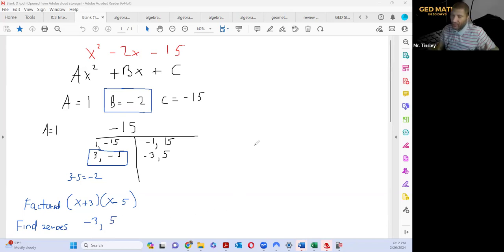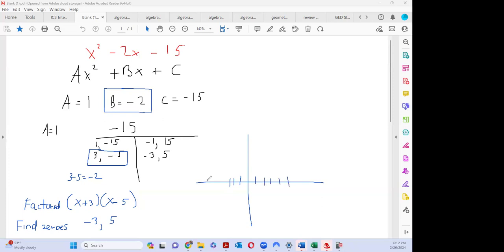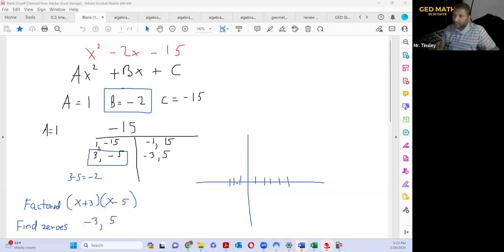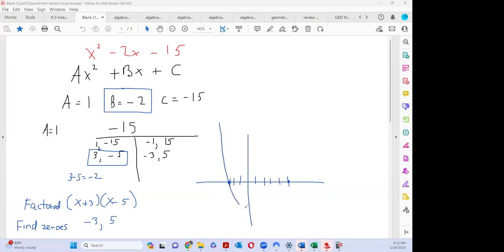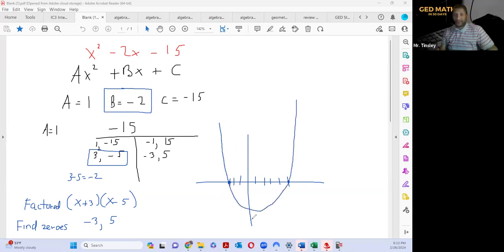You don't have to graph a quadratic equation on the GED. But what this tells you is this is -3, and this is not going to be drawn to scale. I just want to show you that at -3 and +5, this parabola is where it's going to cross the x-axis.